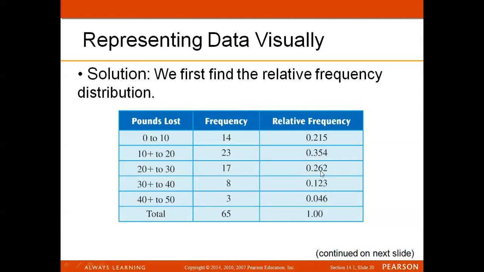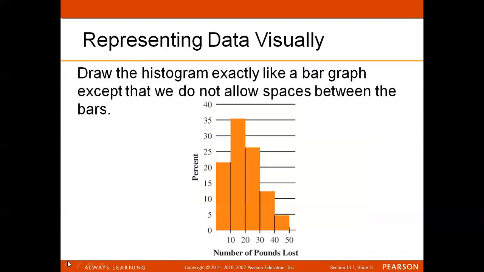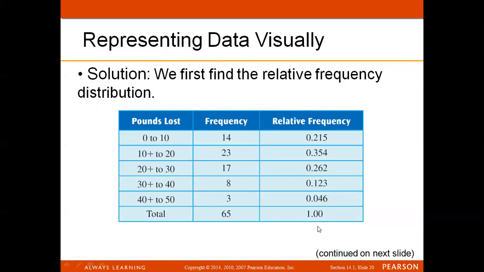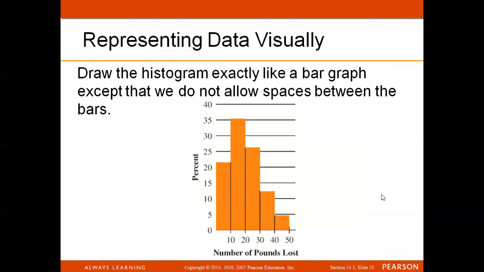17 divided by 65 is 0.262. 8 divided by 65 is 0.123. 3 divided by 65 is 0.046. If we sum the relative frequency column, then we will sum to 1. Now, representing this data visually, we draw a histogram exactly like a bar graph, except we do not allow spaces between the bars.